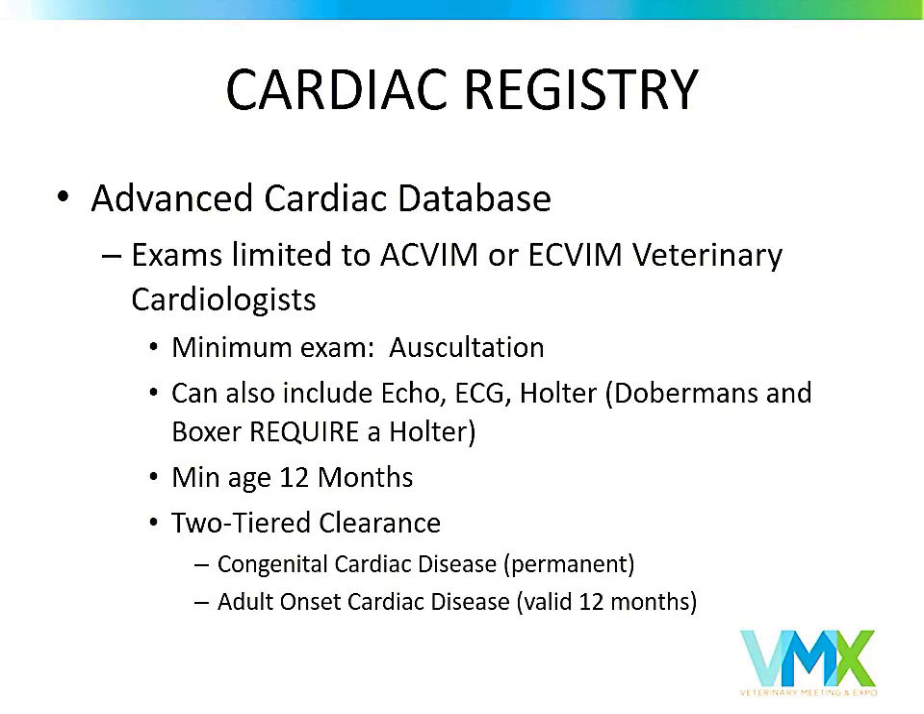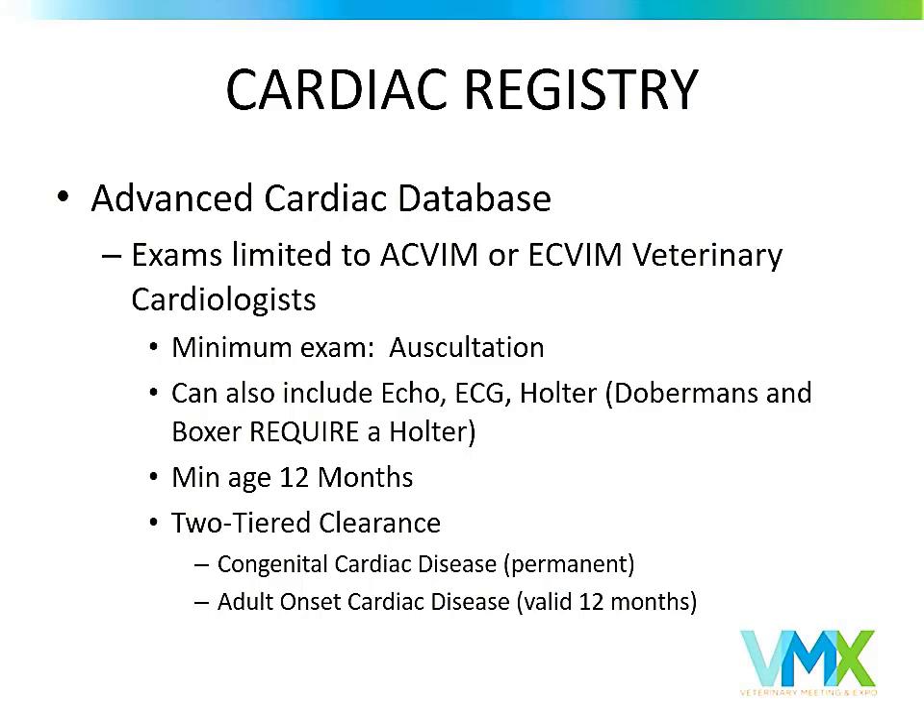The second tier is the advanced cardiac clearance. This has to be performed by a cardiologist. The clearance is only good for 12 months. It's still based on auscultation, but there are breed differences. Some breeds, like the Doberman or the Boxer, will require a Holter, a 24-hour EKG.